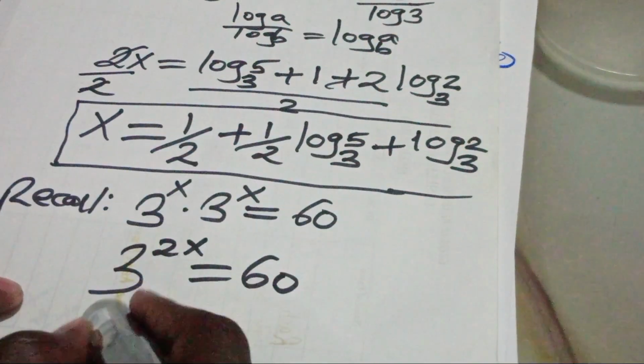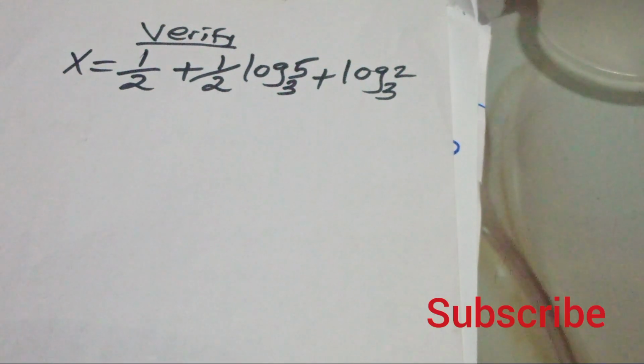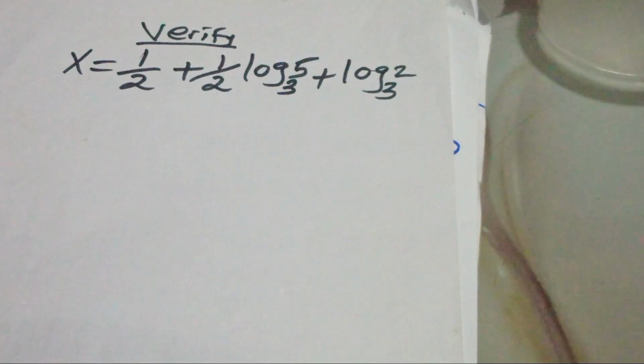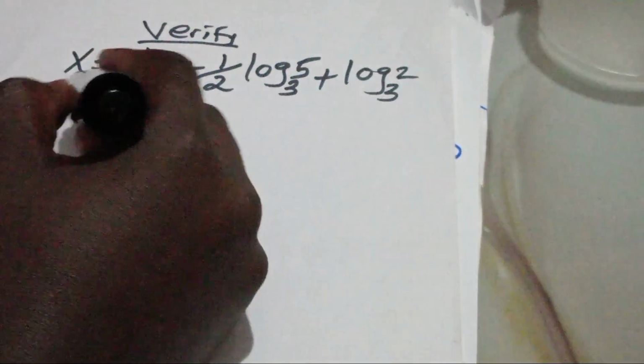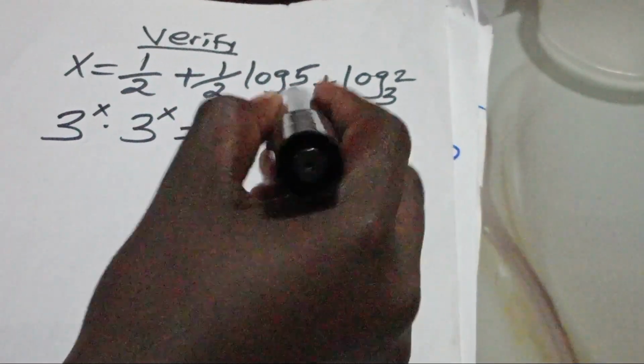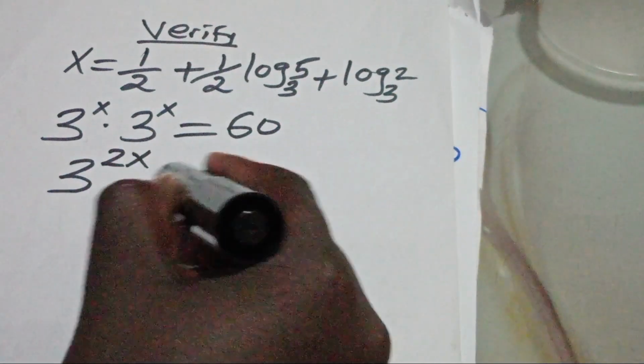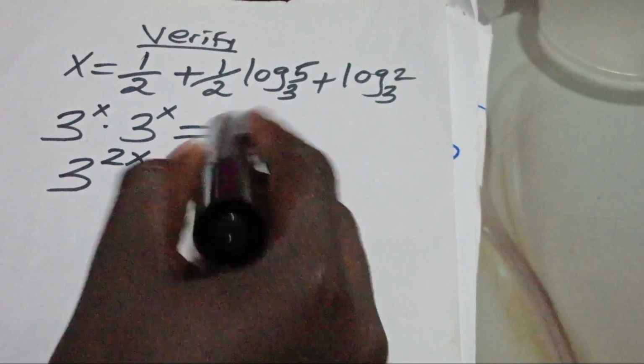So let's substitute the value of x. Now let's verify that the value of x, which is a half plus a half log 5 to base 3 plus log 2 to base 3, actually satisfies the equation. Now, if you recall, we end at 3 to power x multiplied by 3 to power x. This should give us a value of 60. Now, we're simplifying this further to 3 to power 2x.